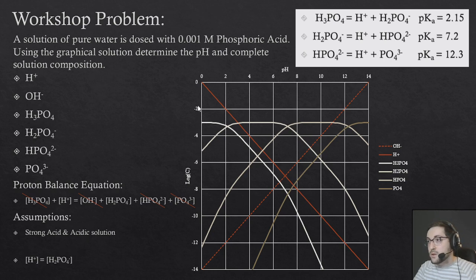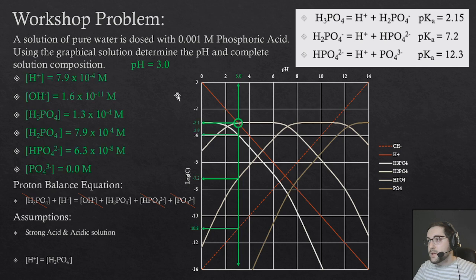And that point should fall right about here. That is where these two intersect, the H plus and the dihydrogen phosphate right here. And so once we find that point, that's our answer. And we just draw a line up, and we see that's at pH 3. Looks about 3.0 from the graphical solution. So we know now that the solution is at a pH of 3.